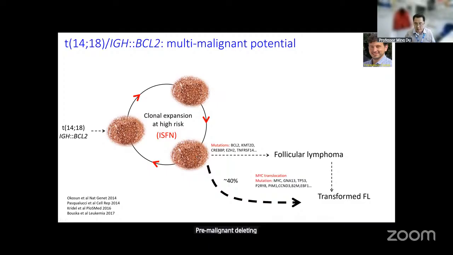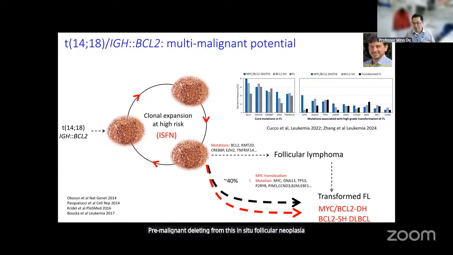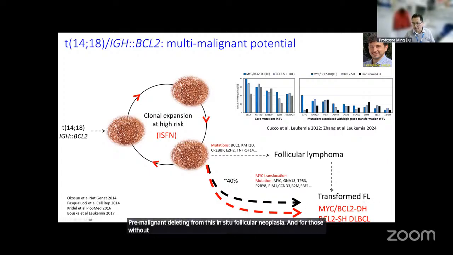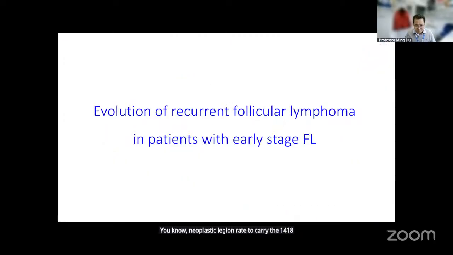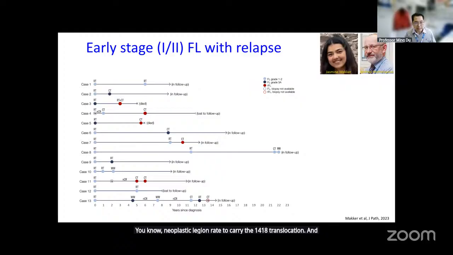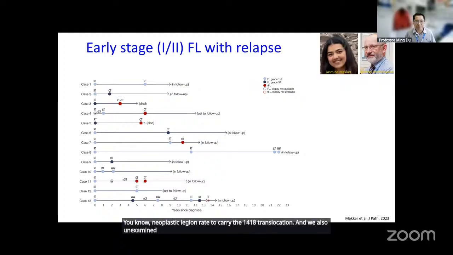And for those without follicular lymphoma components, like the de novo double hit, again they share very similar mutation patterns. I think it's very pertinent to speculate these cases, also around 40%, derive from a pre-malignant neoplastic lesion which carries the 14;18 translocation. And we also examined early stage follicular lymphoma.